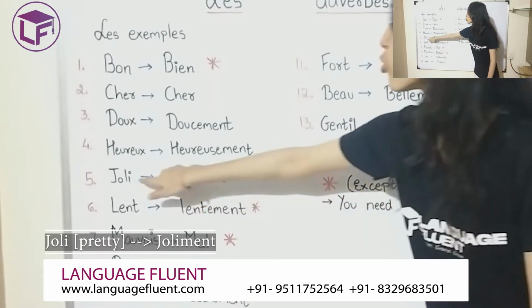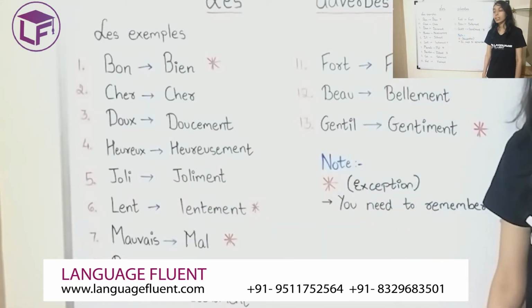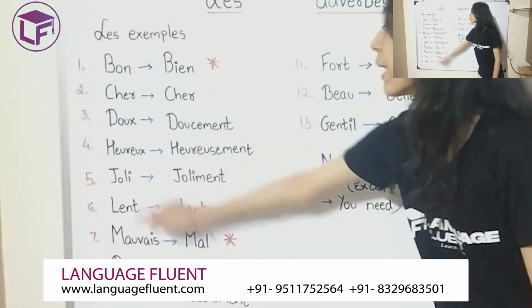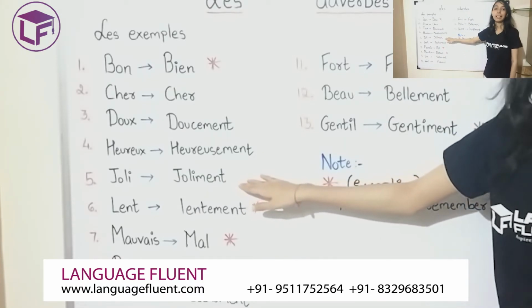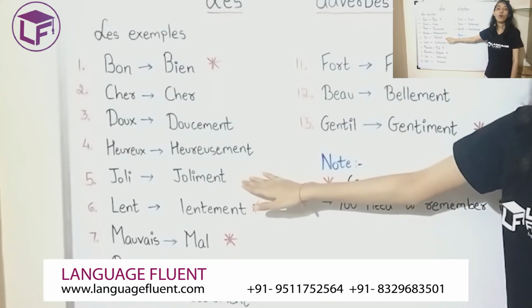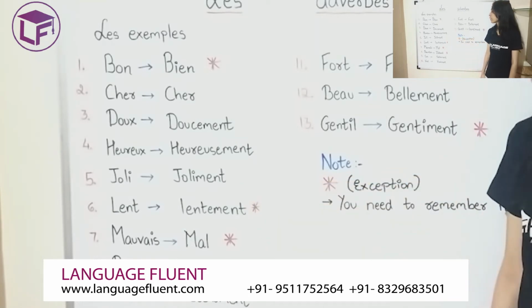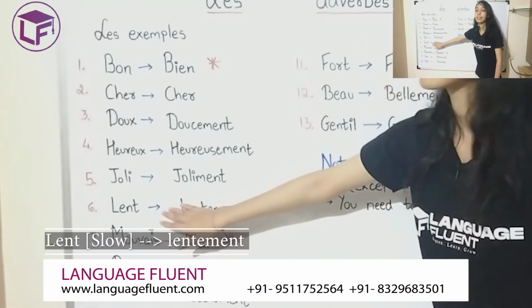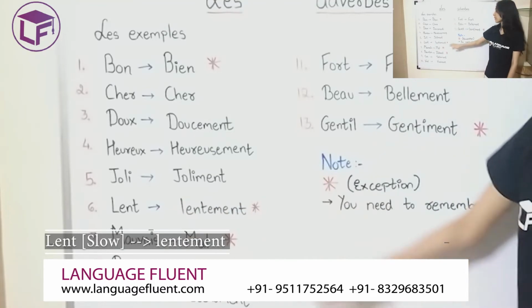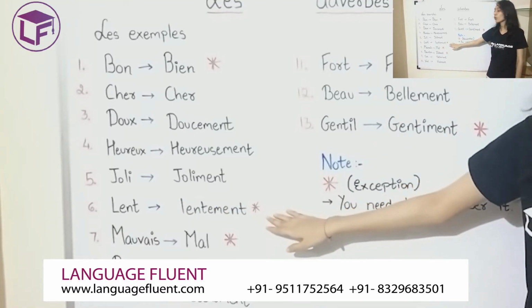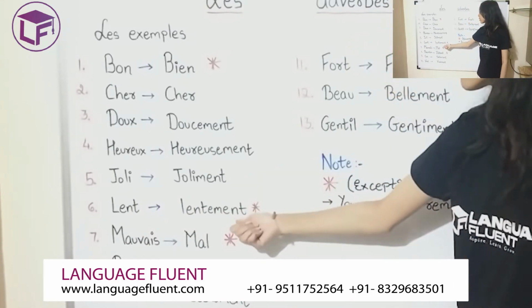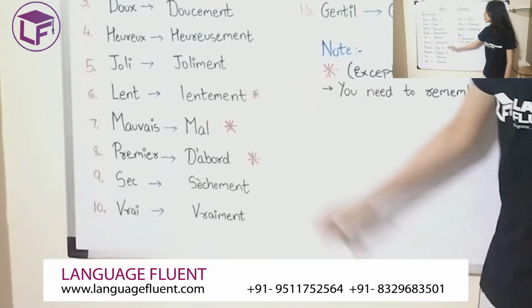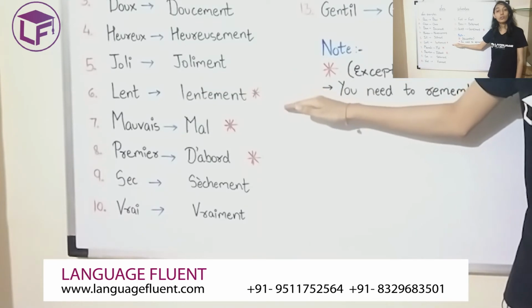Then we have joli. As we have seen earlier, joli ends with I, which is a vowel. So here we just add ment. So it becomes joliment. Then we have long. Again, we have seen earlier that it is an exception. So here we make it feminine and then we add ment. So it becomes longuement.